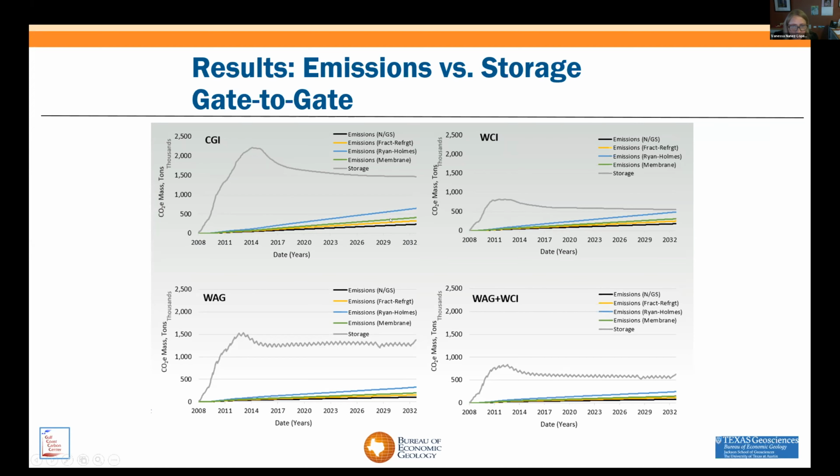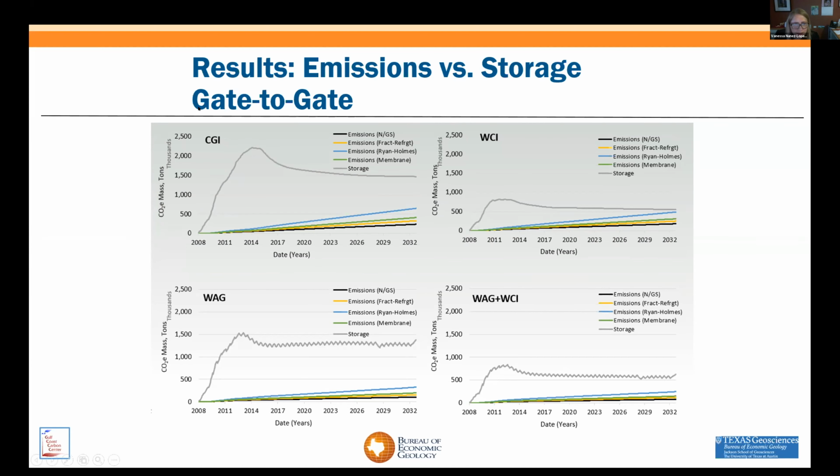And the different colors are the different separation technologies. The black one is where the CO2 is not separated from other gases and just re-injected into the reservoir. The yellow one is using something that is called fractionation or refrigeration. They're different, but they're very similar in the emissions. They produce the same emissions, and so I bundled them together. And the green one is using a membrane, most usually an amine. And the blue is Ryan-Holmes separation.